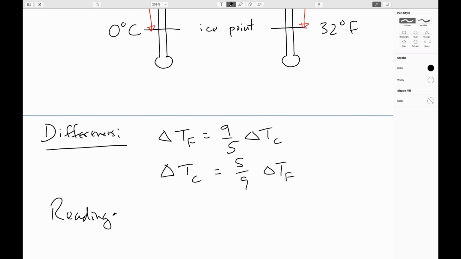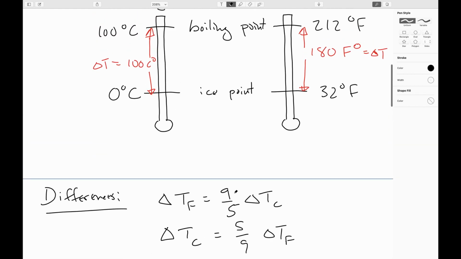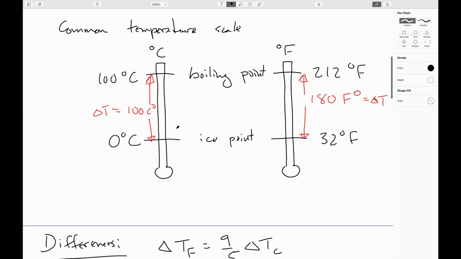Now, where things get a little confusing is if you need to convert temperature readings. So this is the actual number that you're reading on the thermometer. We'll start with, let's say you have a Celsius temperature, and we want to get the corresponding Fahrenheit temperature. So there's going to be a 3-step process. The first step is to find a common reference point to work off of.